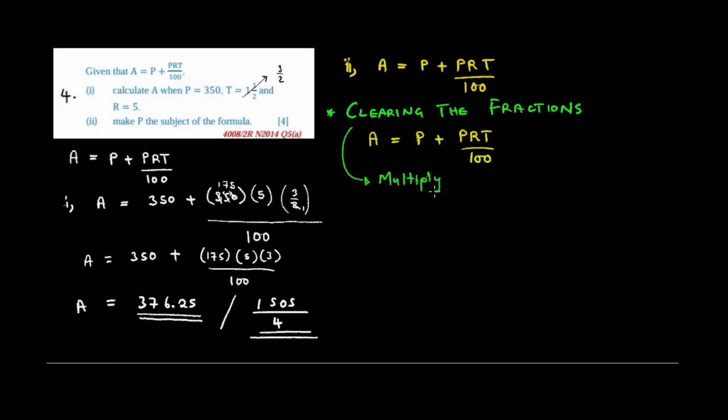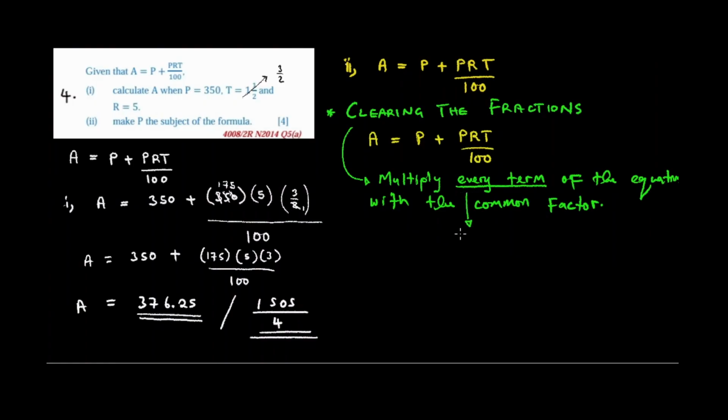Multiply every term of the equation with the common factor. Emphasis: it's every term. And when we say every term, we mean including beyond the equal sign.